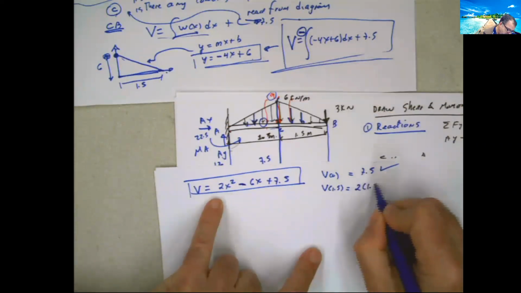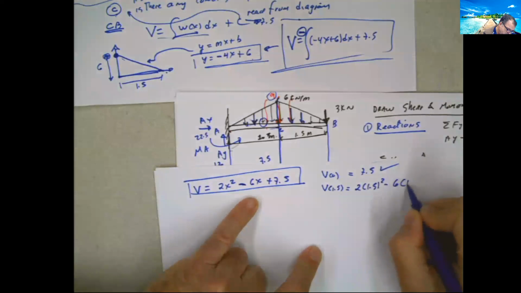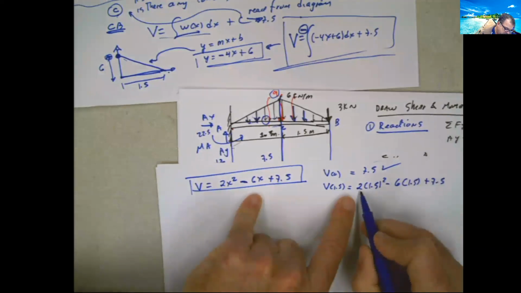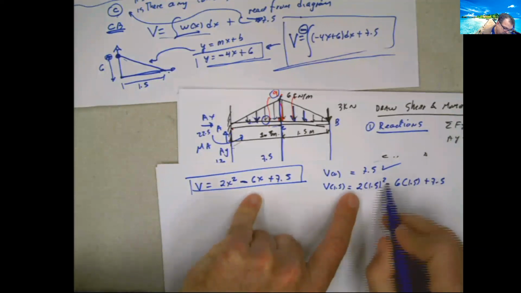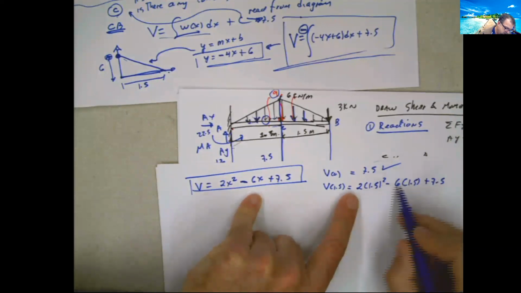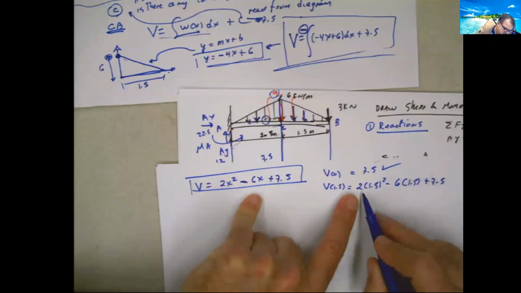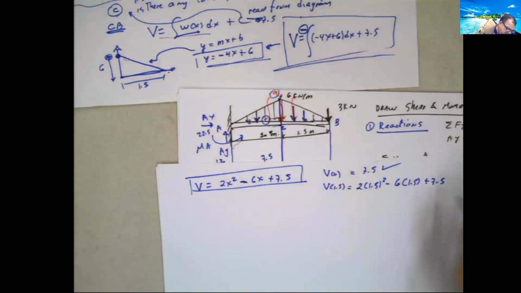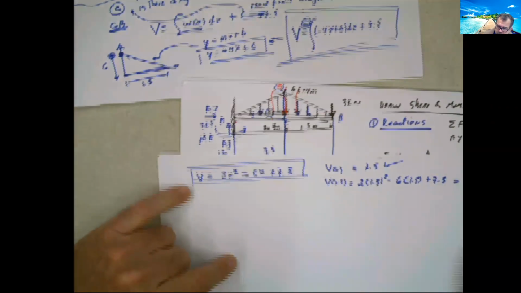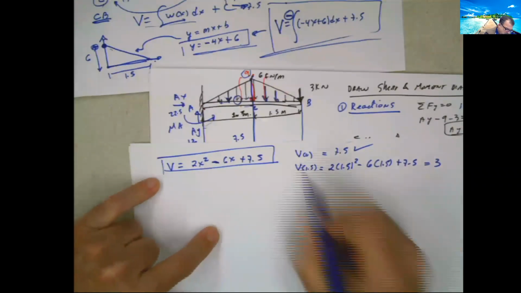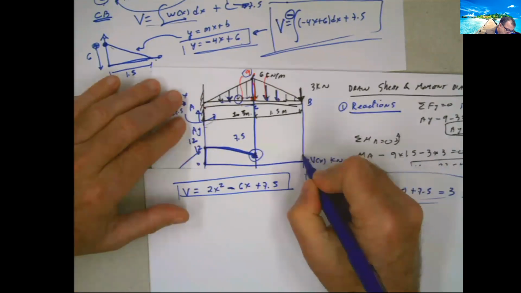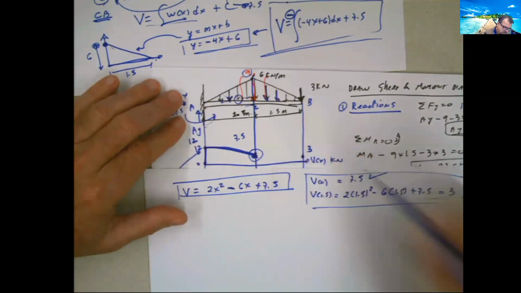2 times 1.5 squared minus 6 times 1.5 plus 7.5. This is 2 times 2.25, so that is 4.5, and this is 9, plus 7.5 minus 9 gives 3. There you go, 3. Now we come here and we say, this point here is going to be 3. Right there, 3.